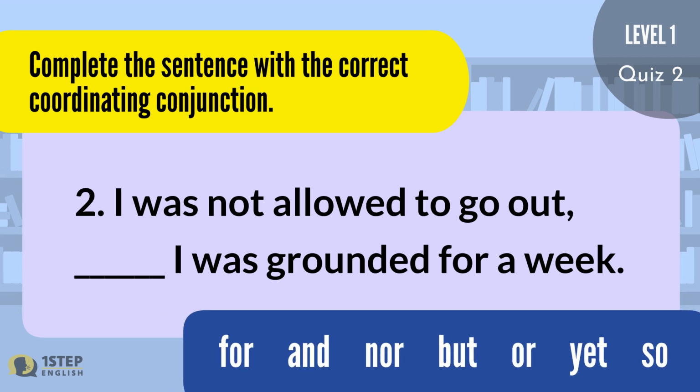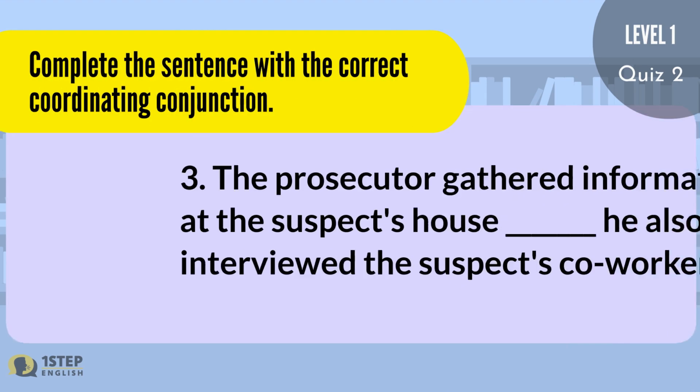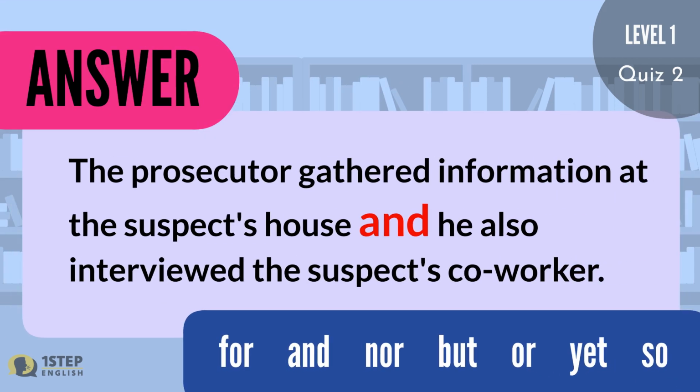Number 2. I was not allowed to go out. I was grounded for a week. The answer is, for. I was not allowed to go out, for I was grounded for a week. Number 3. The prosecutor gathered information at the suspect's house. He also interviewed the suspect's co-worker. The answer is, and. The prosecutor gathered information at the suspect's house and he also interviewed the suspect's co-worker.